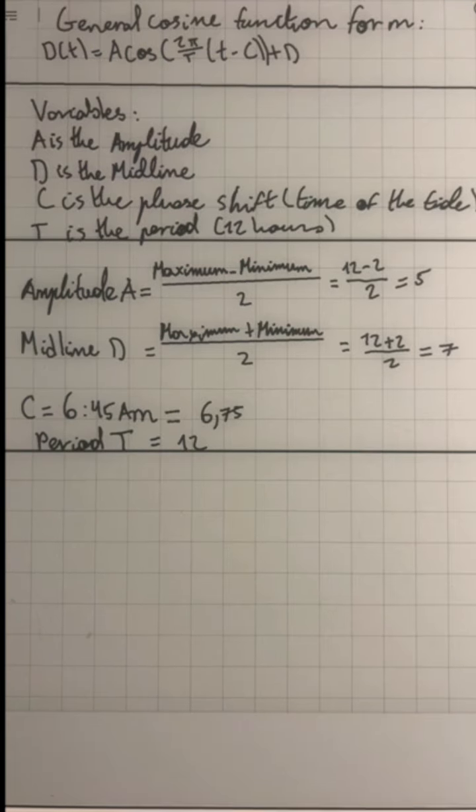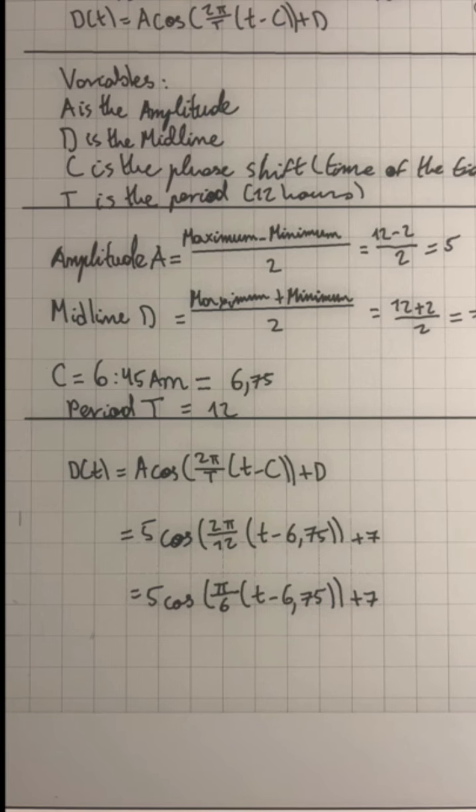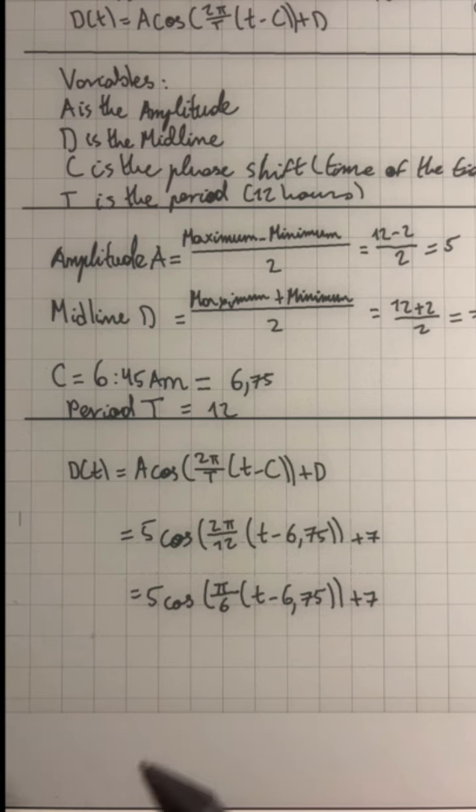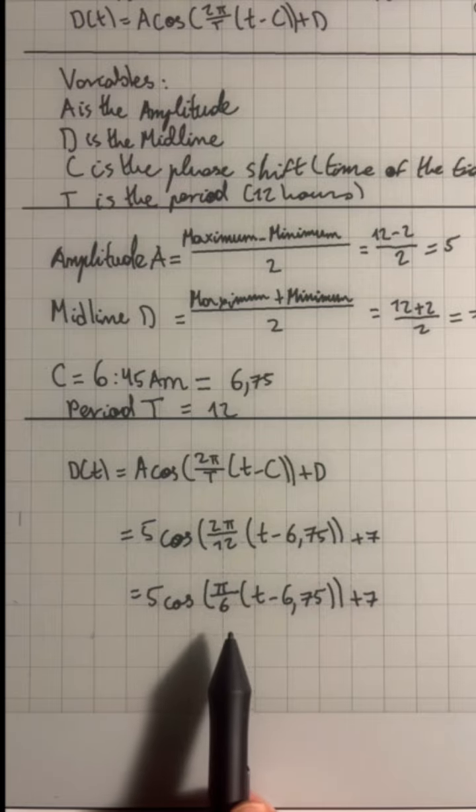I also forgot the period T, which is simply 12, which represents the time it takes to get from the lowest point to the highest point and vice versa. So we can just plug this into the general cosine formula. It's just 5 times cosine of 2 pi divided by 12 times (t minus 6.75), plus 7, and this just simplifies down right here.